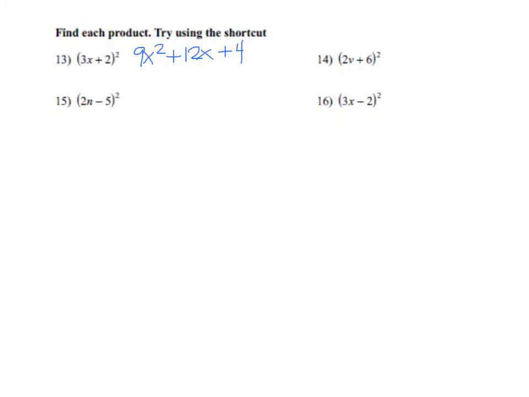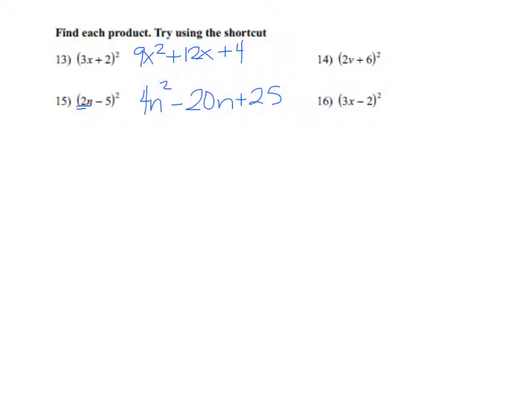Okay, let's try one more time. I'm going to do 15 here. Square this first term, so that's a 4n squared. Multiply the 2, negative 10n, but you got to double it, so negative 20n. And then square the last term would be a positive 25.